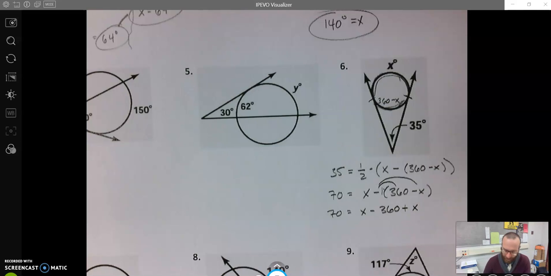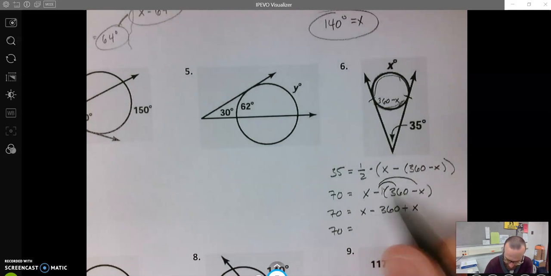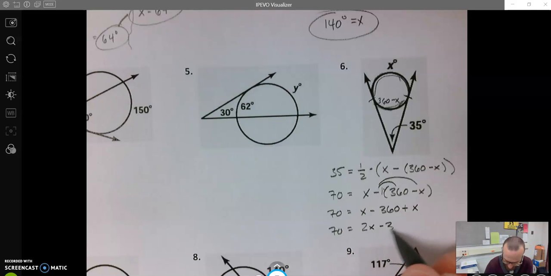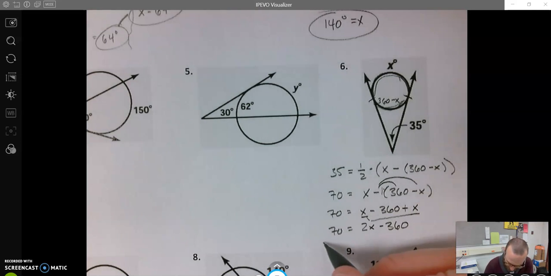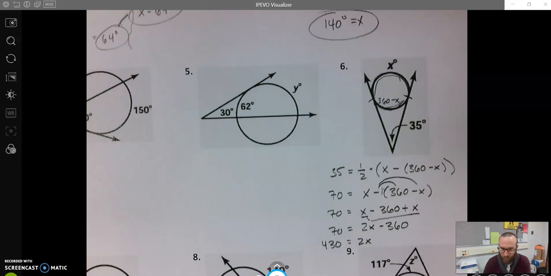The beauty of that is that now we have like terms. 70 equals 2x minus 360. The x plus the x gives me the 2x. Okay. And there it's just algebra. Well, it was all algebra before that, but it's still just algebra. 70 plus 360 is going to be 430 equals 2x. Okay. And I know I'm running out of space a little bit, but dividing that by 2 gets me 215 degrees equals x.